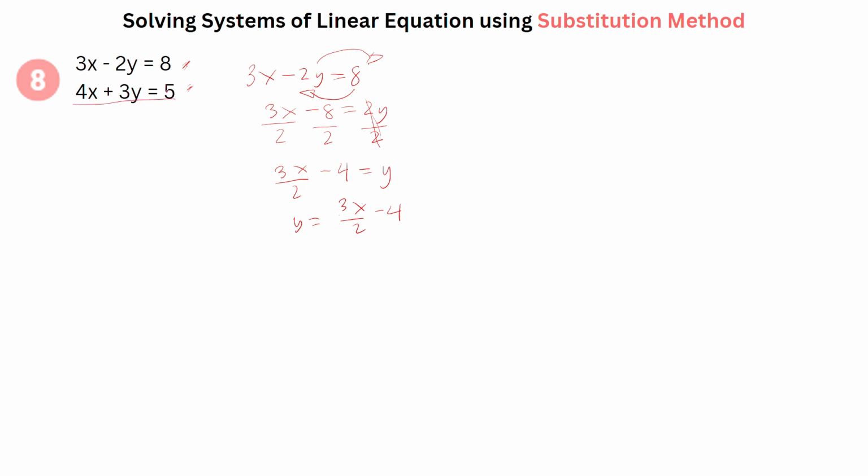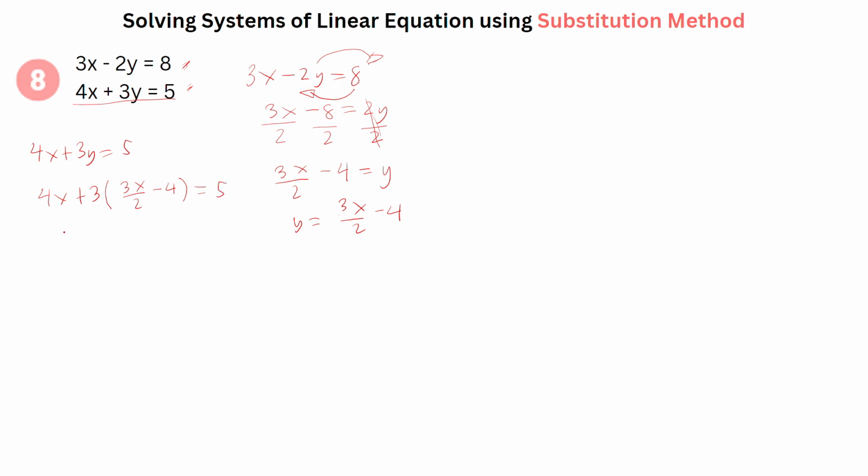Let's use the other equation, 4x plus 3y equals 5. So I'll just write here 4x plus 3y equals 5. Okay, so let's just try to rewrite. So 4x plus 3. Okay, now this time, as you can see, a while ago we separated the variable y. So this time, instead of writing y, I can write here 3x over 2 minus 4, and then is equal to 5. I hope you can still follow.